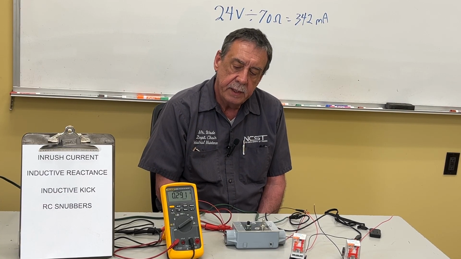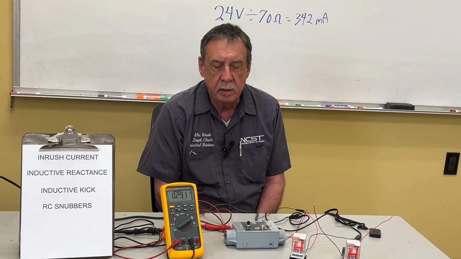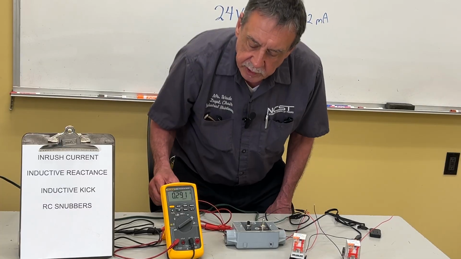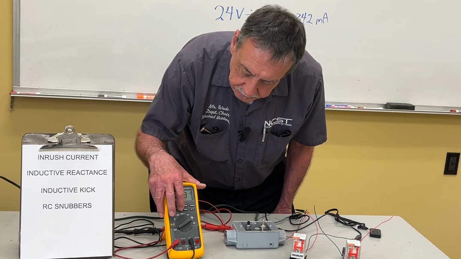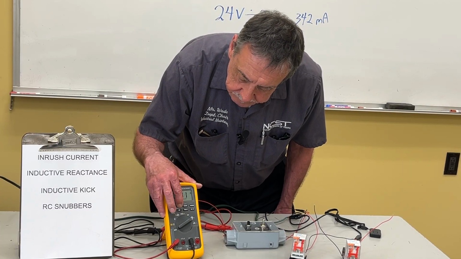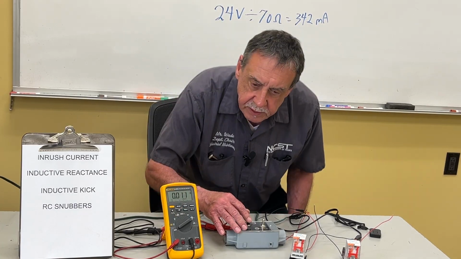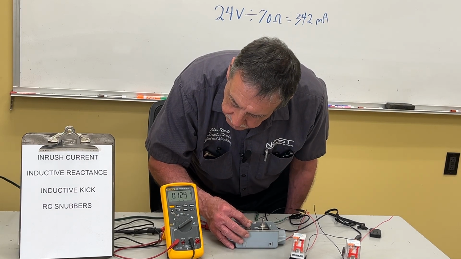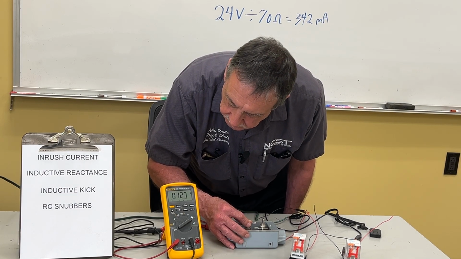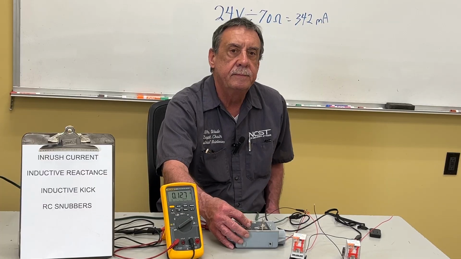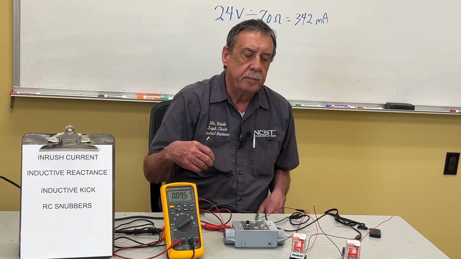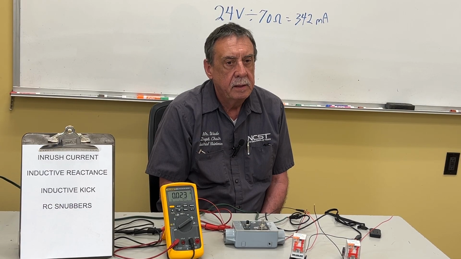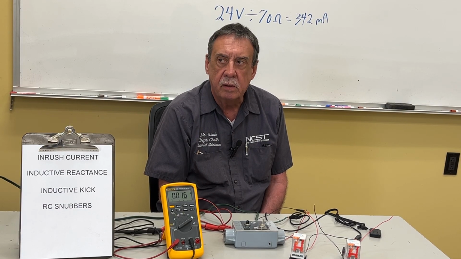Now, that's because I recorded it on a high speed. If I take it out of the high speed record mode, you'll see that the actual holding current is much less. Matter of fact, it's only like 127 milliamps. But that's what an inductive reactance is. It's that extra resistance to alternating current.